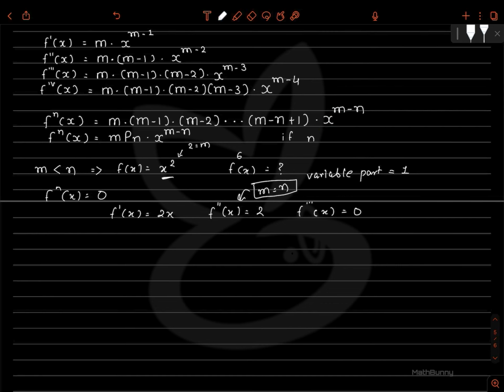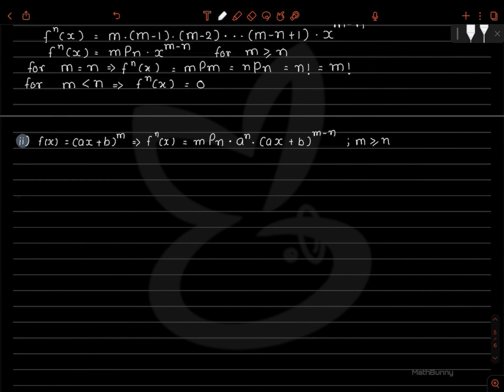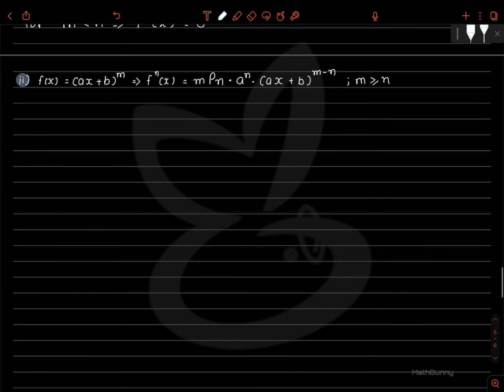And if m is equal to n, then the final answer would be f raised to n of x is equal to mPm, because m is equal to n, and this is equal to m factorial or n factorial. Let's move on to the next formula. Let us prove this formula.